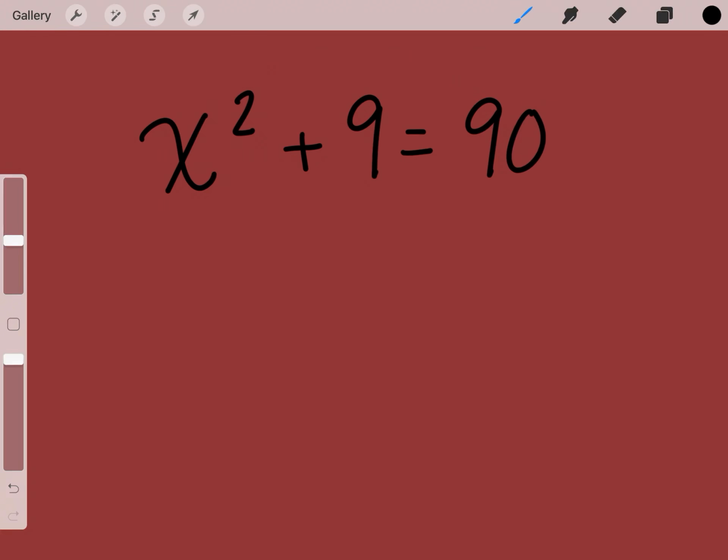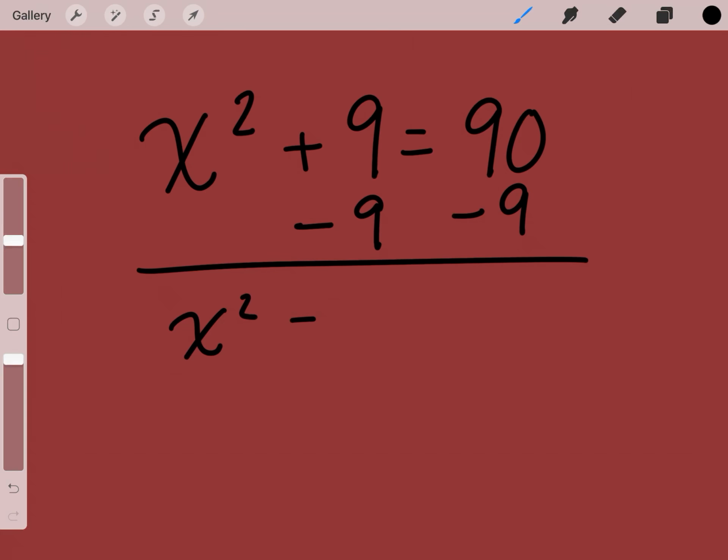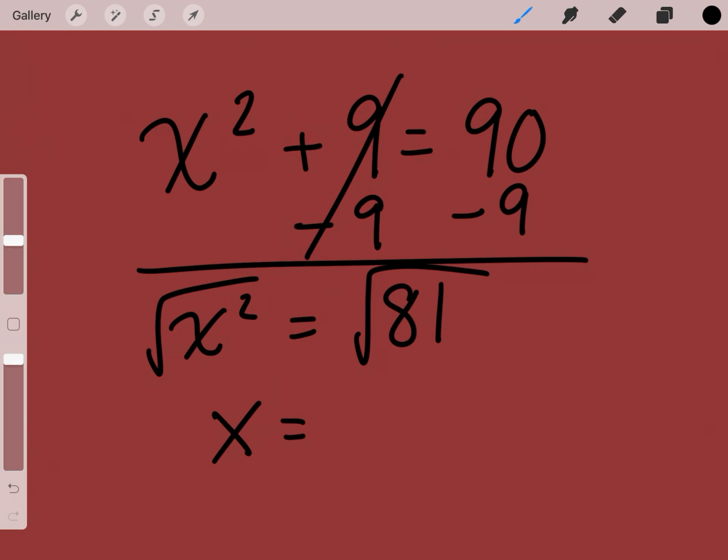X squared plus 9 equals 90. Let's see if you can figure out what x is. Okay, so let's see how we would do this. In this situation, we would subtract 9 from both sides. And we'd be left with x squared, that gets eliminated, equals 81. We would take the square root of both sides, resulting in x equals 9.